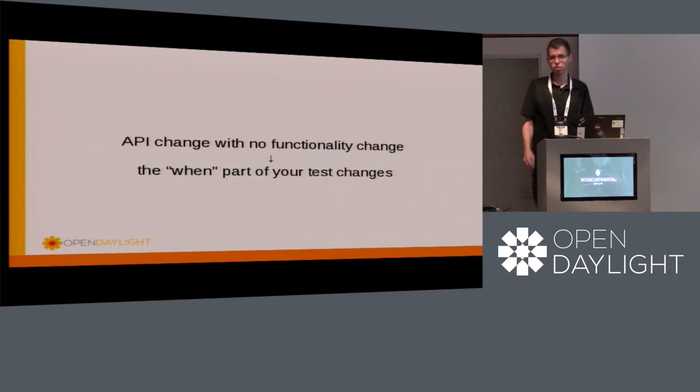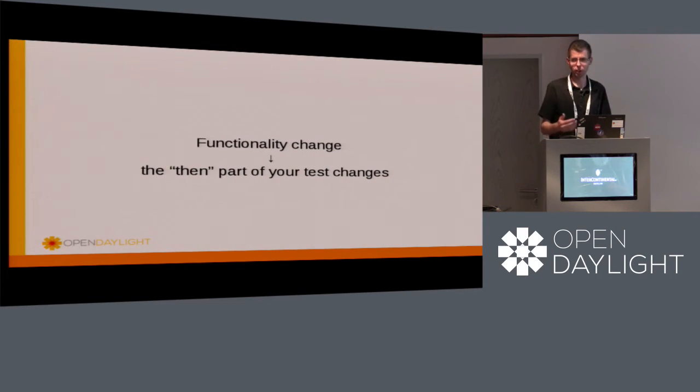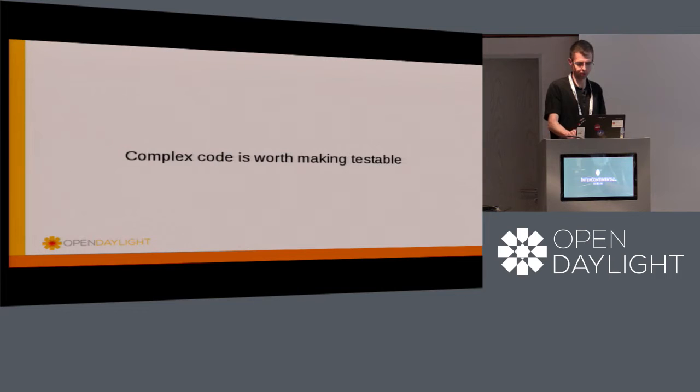If your API changes, but the functionality itself doesn't change, so you're just changing parameters or something like that, then the when part of your test changes, but not the then part. And that's useful verification again. And then finally, if the functionality itself changes, then the then part of your test changes.